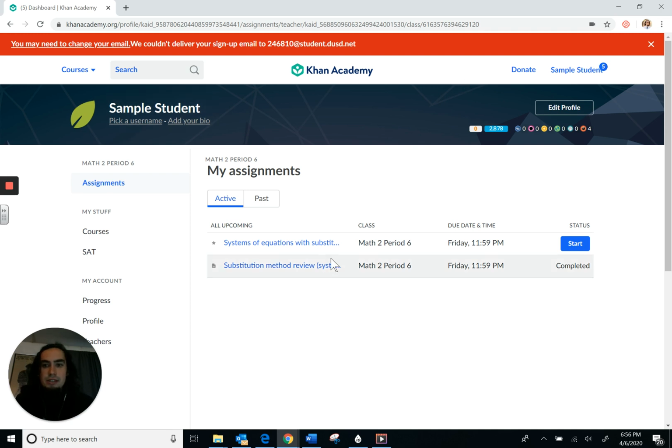Okay, so you're signed in. Go ahead and click on assignments right here. Click on assignments, and it's going to send you to this page. And these are the 2 active assignments for right now. They're both solving systems with substitution.